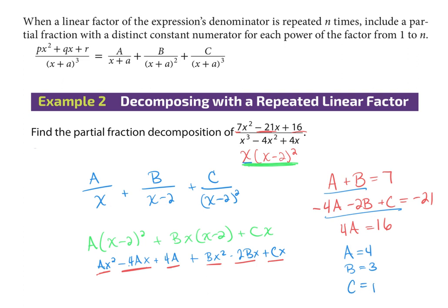So once you backfill those, which is how I would solve this and plug it in, again, your final answer is going to be what happens when you put those there. All right, so I'm going to say it's going to be 4 over x plus 3 over x minus 2 plus 1 over x minus 2 squared. That is my answer.